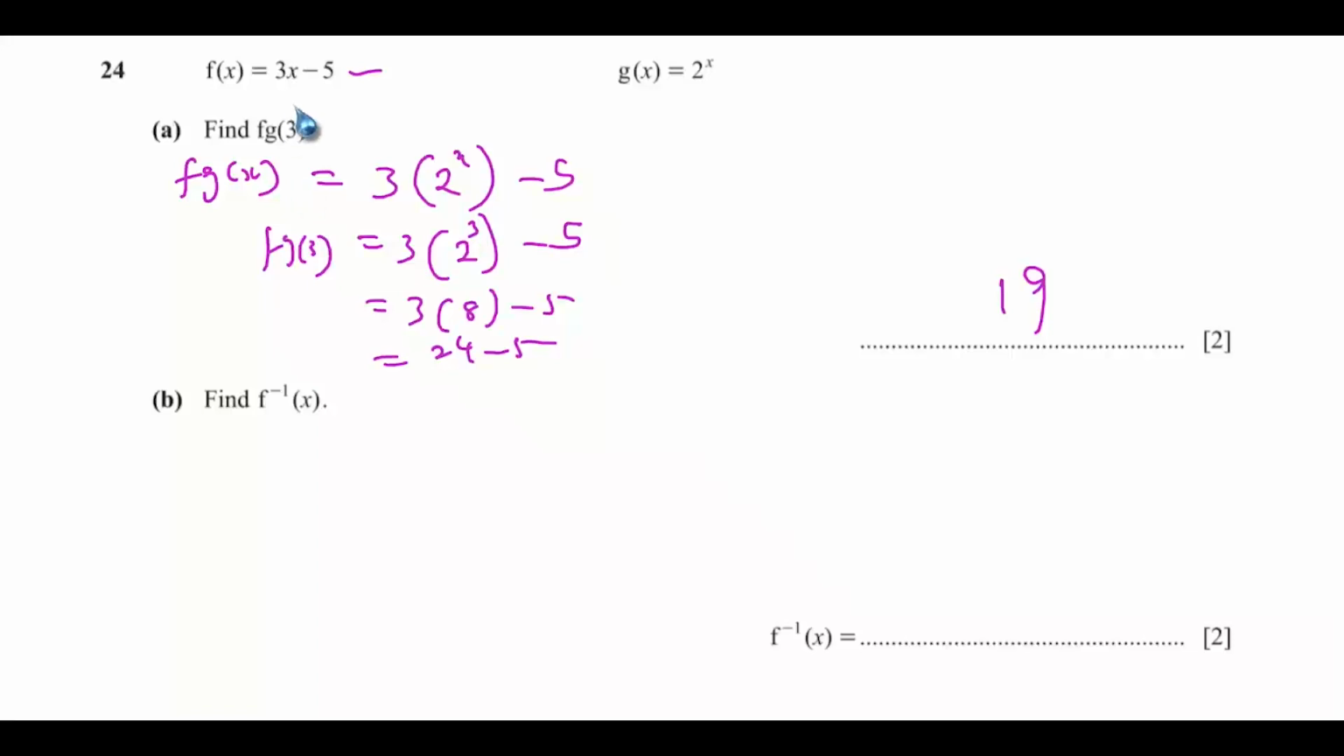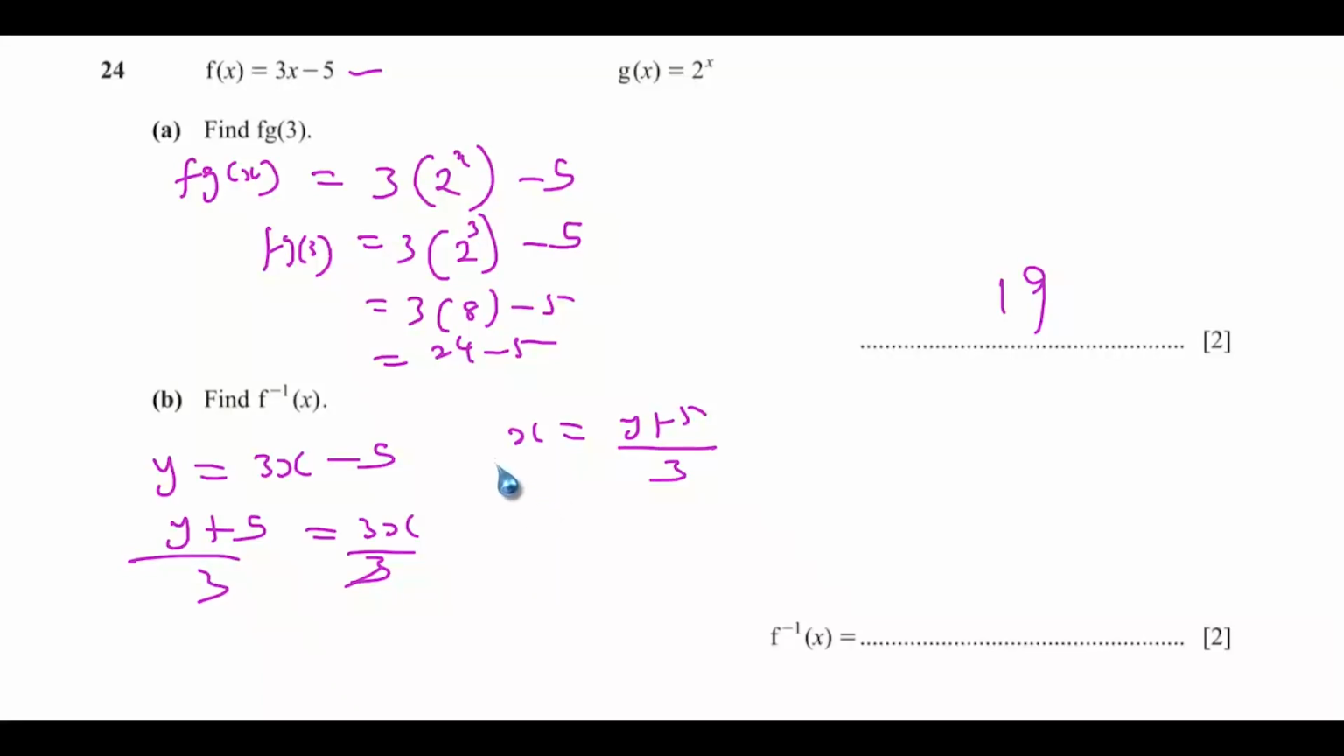So f inverse of x will be, let f(x) be equal to y. So you have y equal to 3x minus 5. Then let's make x the subject of the formula. You have y plus 5 equals 3x, then divide both sides by 3. So x is equal to (y plus 5) over 3. Now let's replace x with f inverse of x, and replace y with x, so we have (x plus 5) over 3. So this will be the f inverse of x: (x plus 5) over 3.